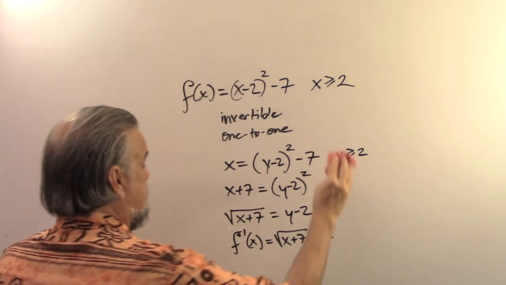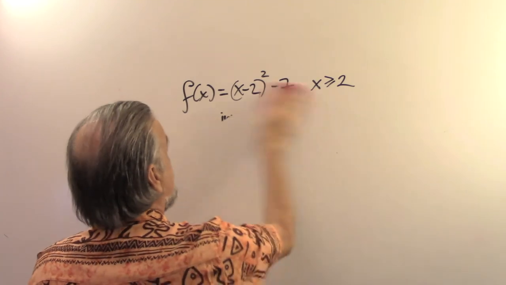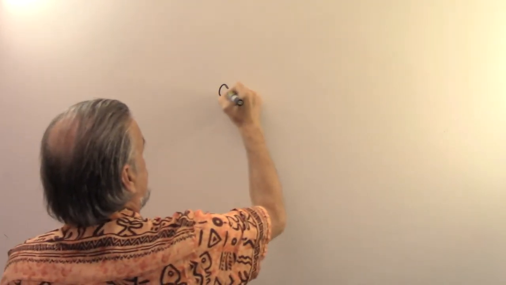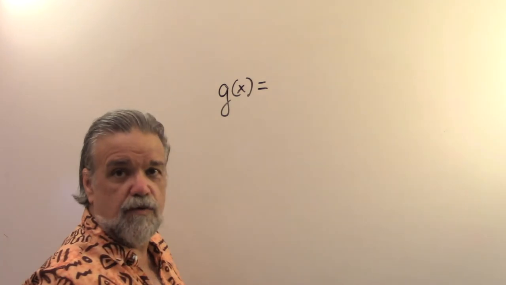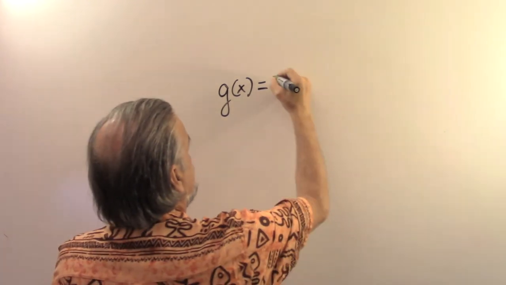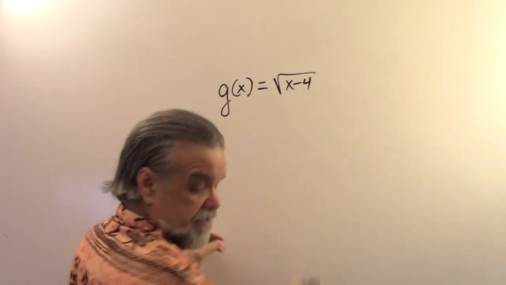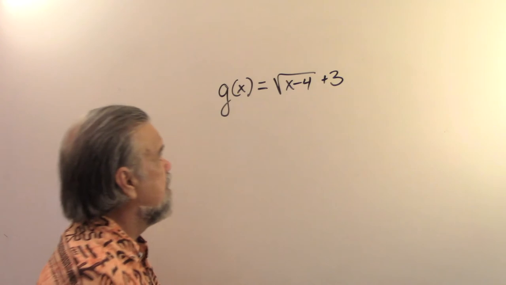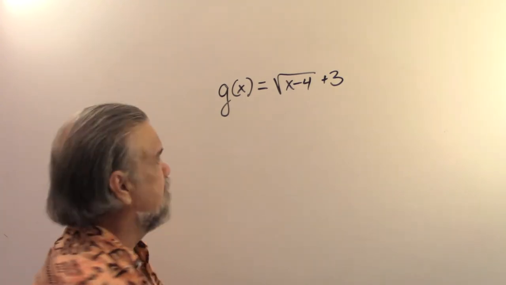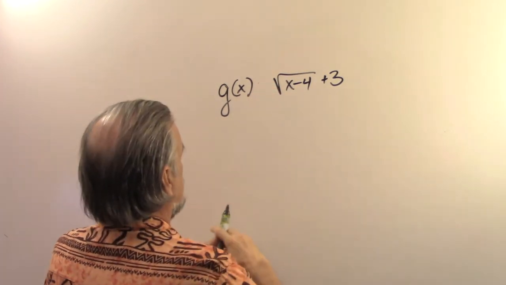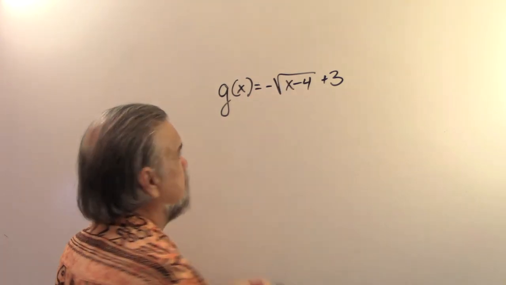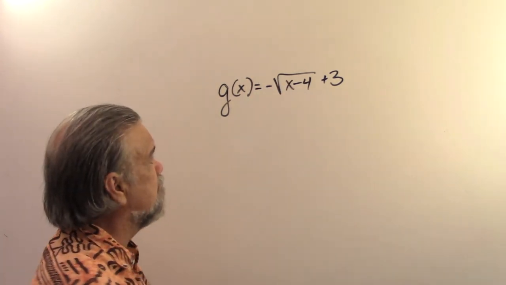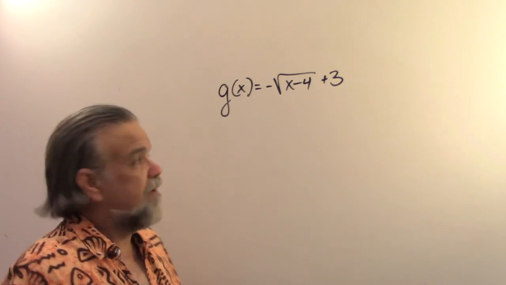Let's do one more. So this time we're going to do g of x equals the square root of x minus 4, that's right, we have a square root again, plus 3. And tell you what, let's make this more interesting. Let's say it's the negative square root of x minus 4, plus 3. I want to find the inverse of this.